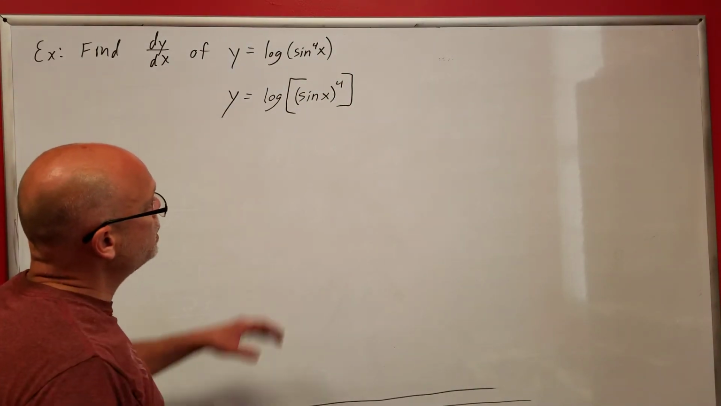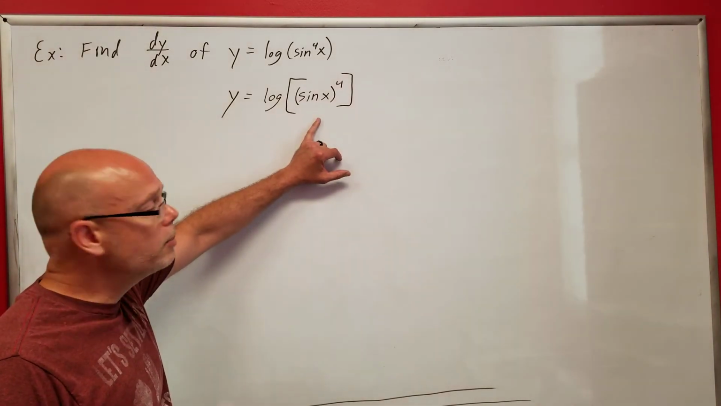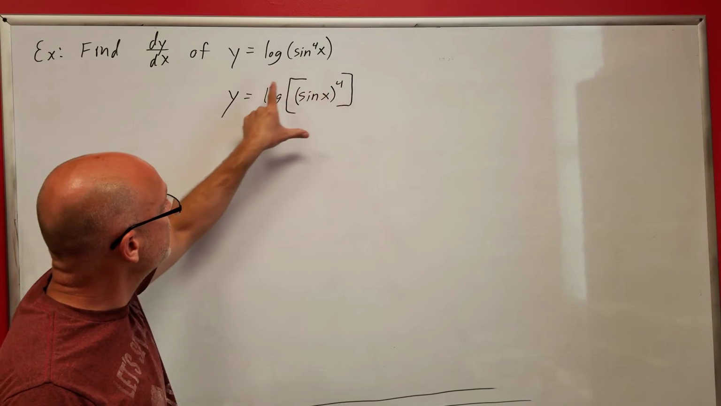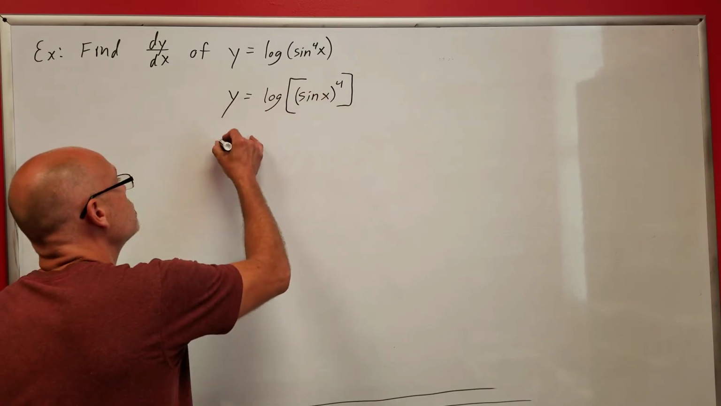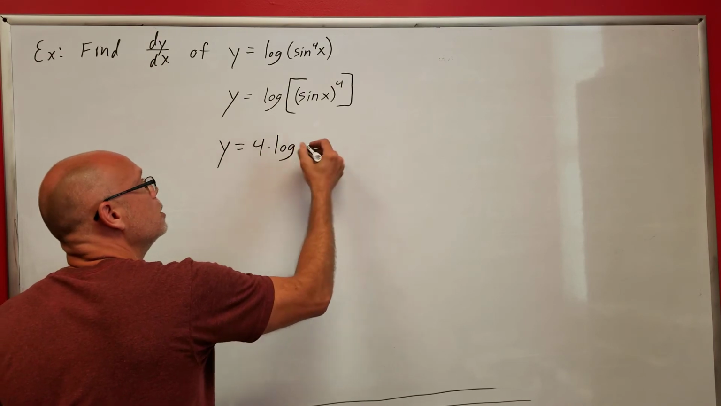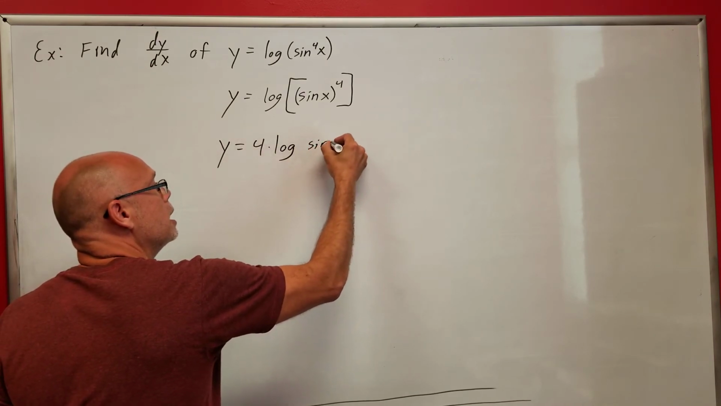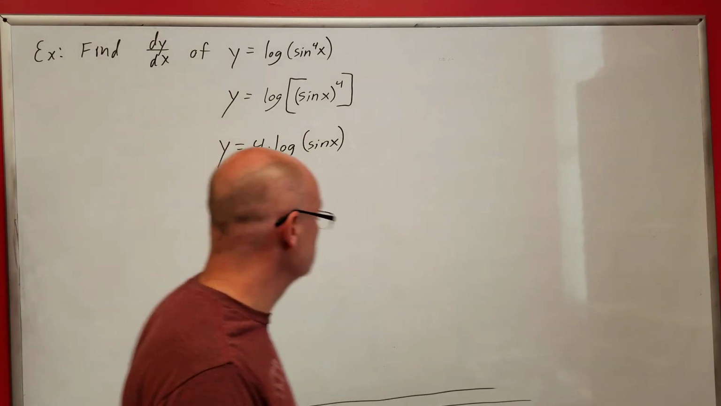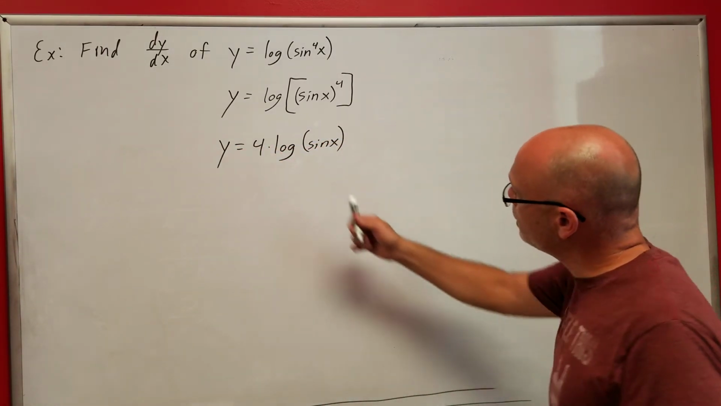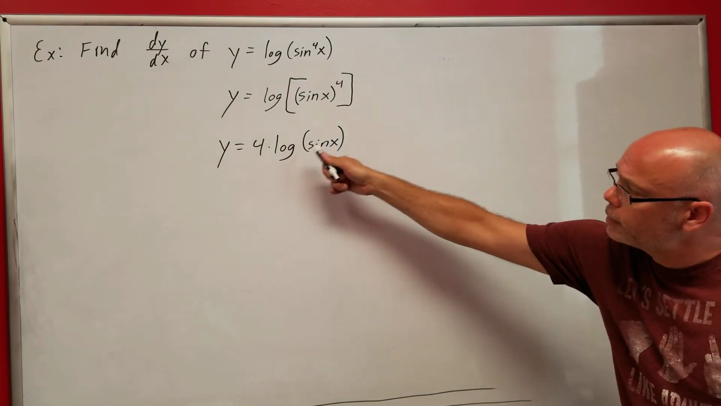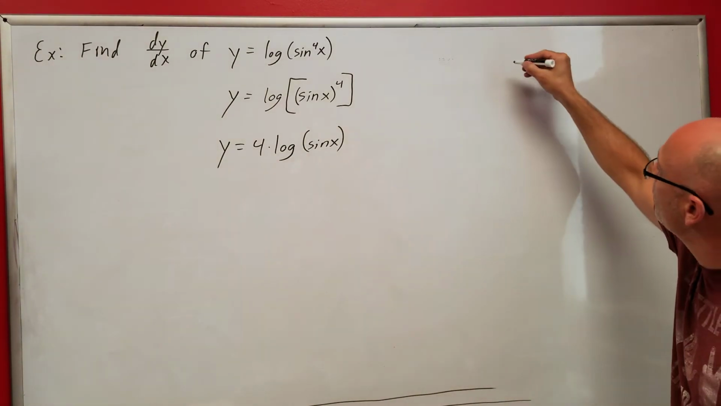Now remember, if we see a property of logarithms, let's use it before we take the derivative. I see a property. I could take that exponent and bring it here. So y will equal 4 times the log of the sine of x, like that. Now notice this time, I'm not taking the natural log. I'm not taking the derivative of natural log. I'll be taking the derivative of log.